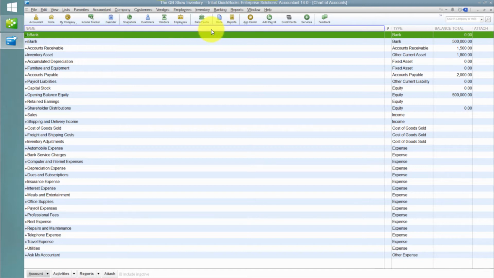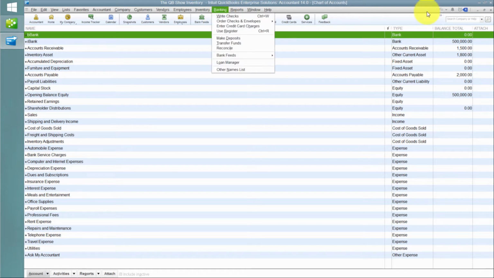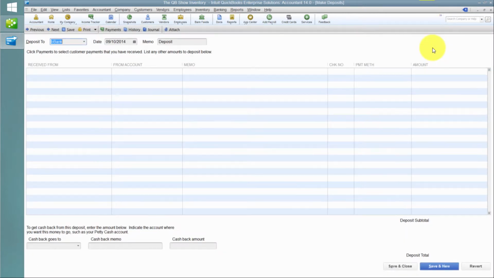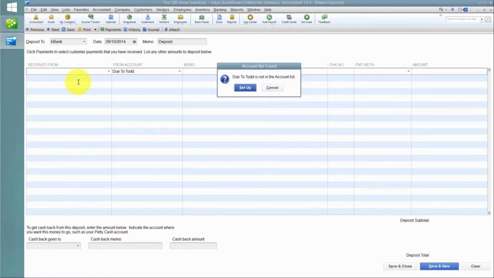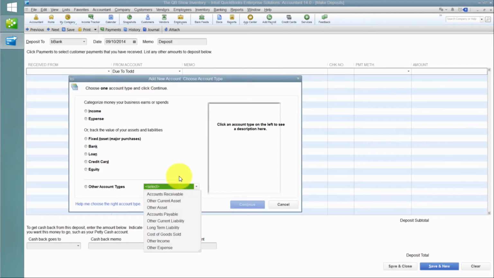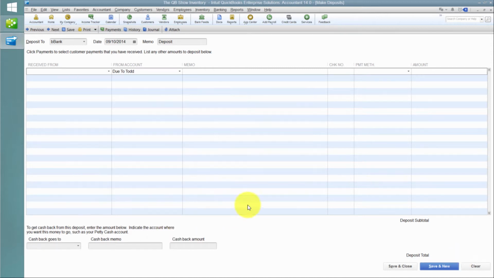So in the first instance, we have a deposit, right? So we go banking, make deposits, and the money comes in, and it is a loan from Todd, right? So due to Todd. It's a liability. We'll set that up, and we'll say other current liability, right? Continue. $5,000, but first we have to finish saving the account. I wish QuickBooks was smart enough to know which screen I'm on. Now, $5,000.